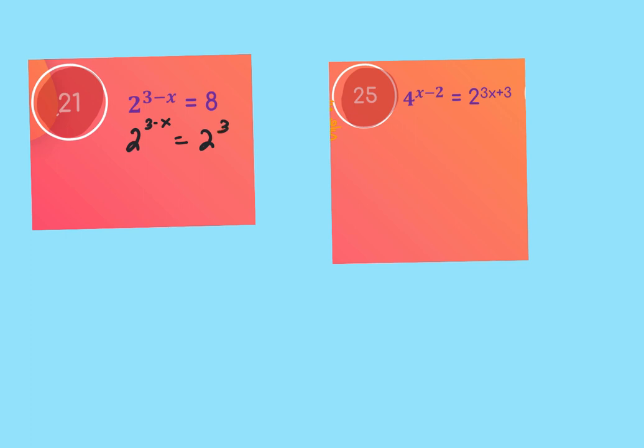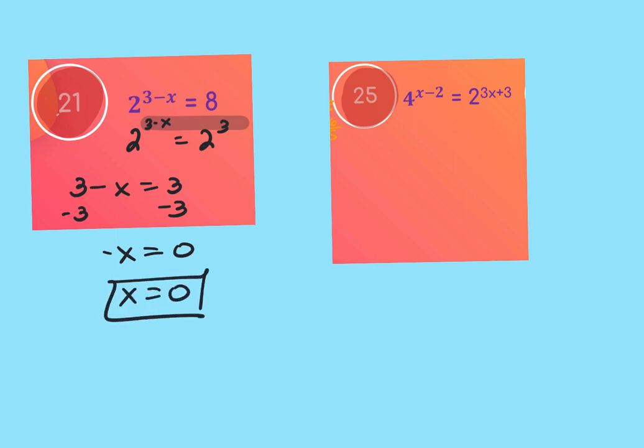And then as soon as those bases are the same, you set the exponents equal to each other. So 3 minus x would equal 3. Subtract the 3. Negative x equals 0, and x would equal 0. Easy to check this one. If I plug that back in, I get 3 minus 0, which is 3, and then 2 to the third is 8.